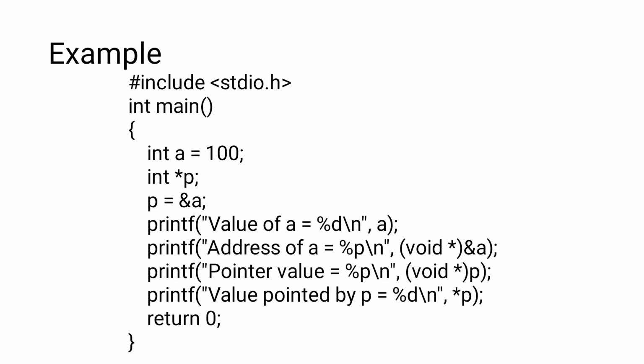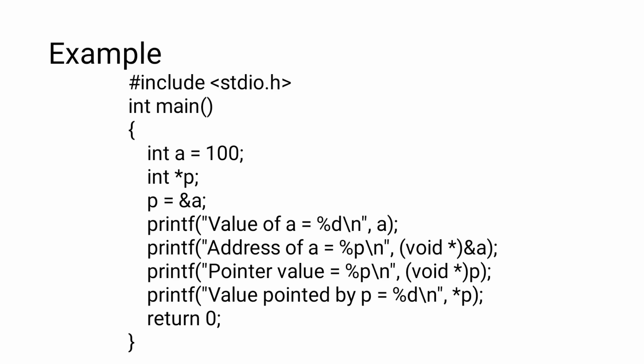In the example program, which is also a very simple program, first of all we have to include the library file: #include <stdio.h>, and I'm making one main function. Inside the main function, I'm creating one integer variable a and storing 100 as the value, so int a = 100. Next I'm creating one pointer variable p of integer type, so int *p. Next, in this pointer I'm storing the address of a, so p = &a.